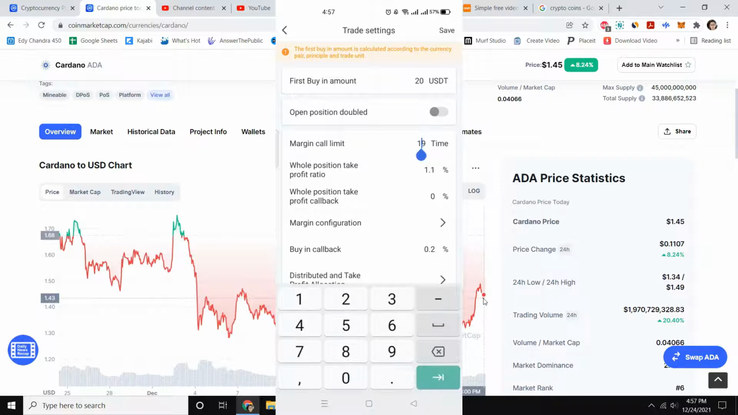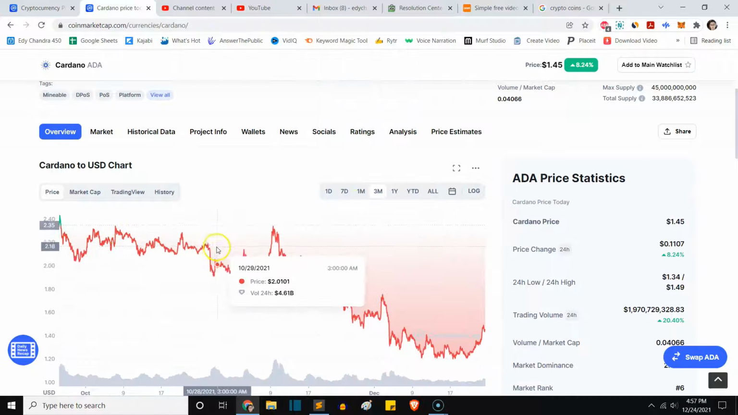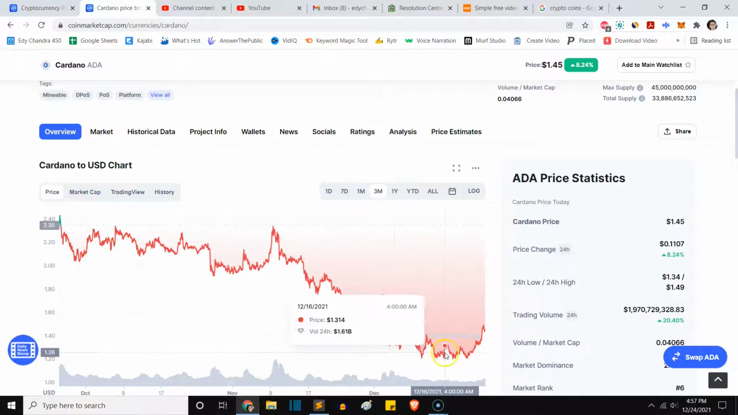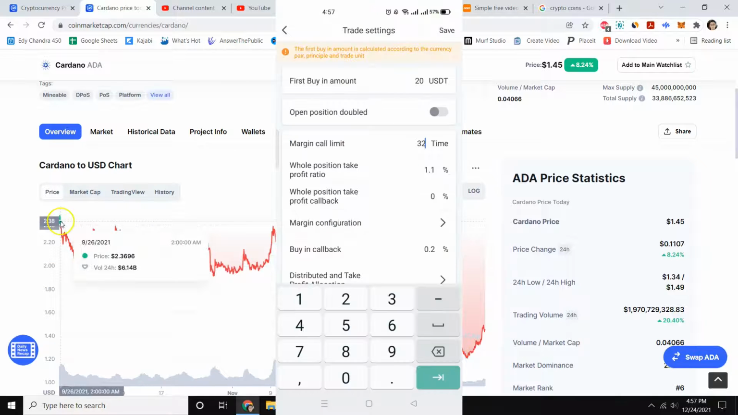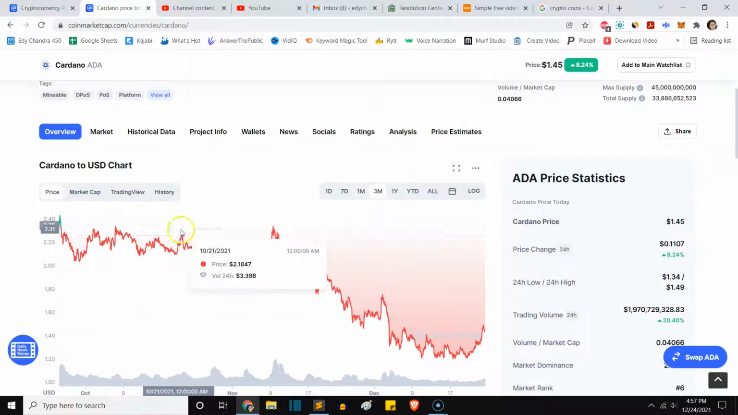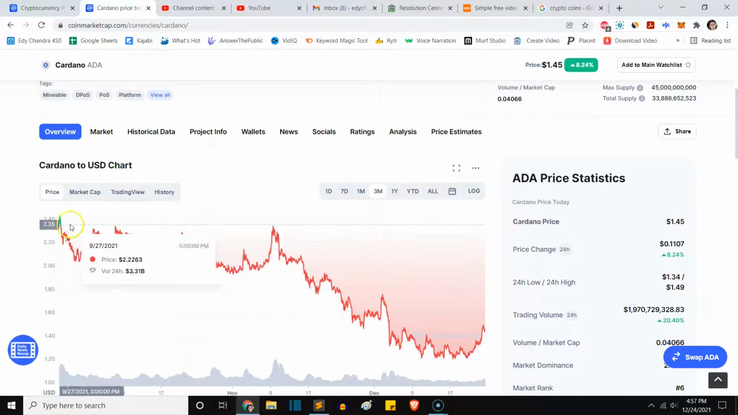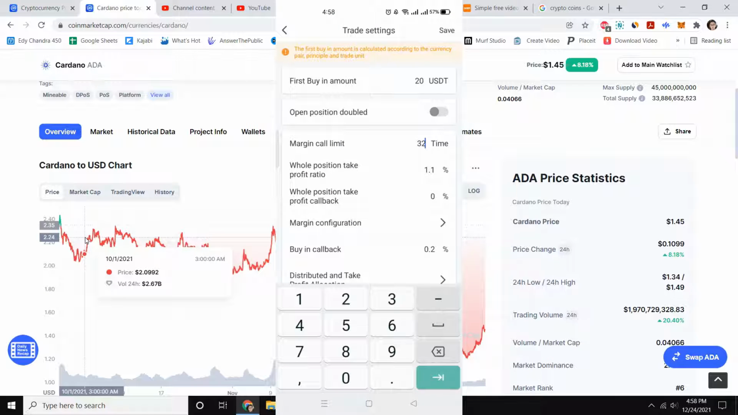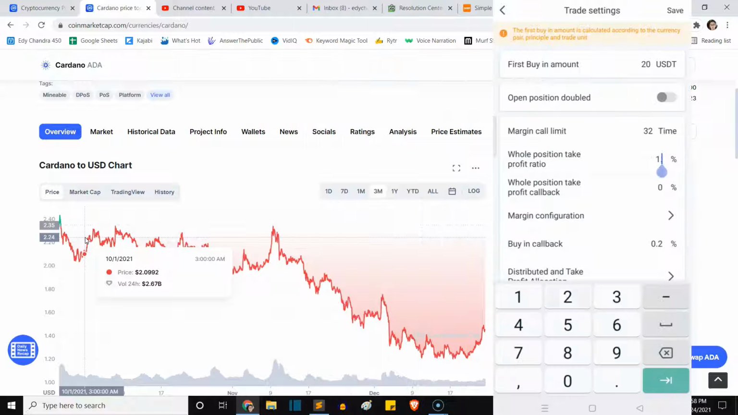And margin call limit, I will put 32. So we will have 32 layers of margin call, in case the market drops like this, guys, just in case the market keeps going down. And with these 32 layers, we are going to be able to sustain up to a 70% market drop, which is unheard of in Bitcoin history.